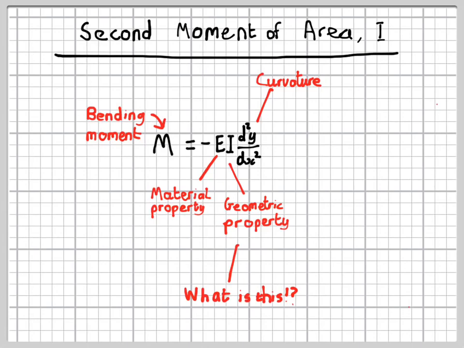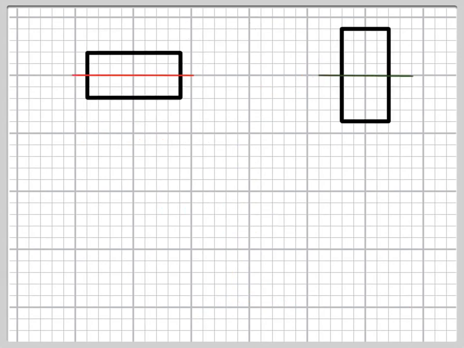So if you sliced through the beam and looked at the shape of the end of the beam, I is associated with that shape. And of course, if we have beams of different shapes, then their bending behaviour will be different. So I needs to capture this. It's probably best to look at an example to see how this works.